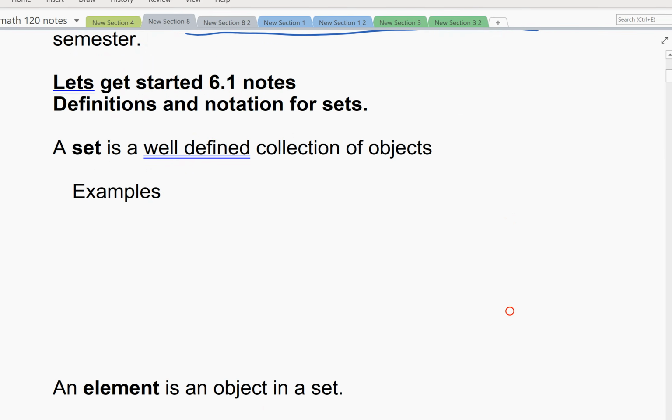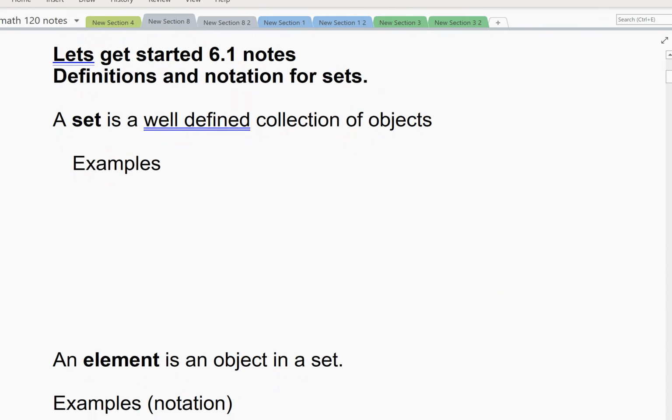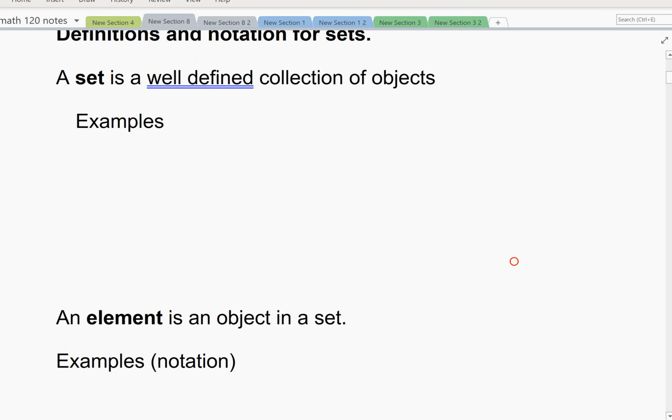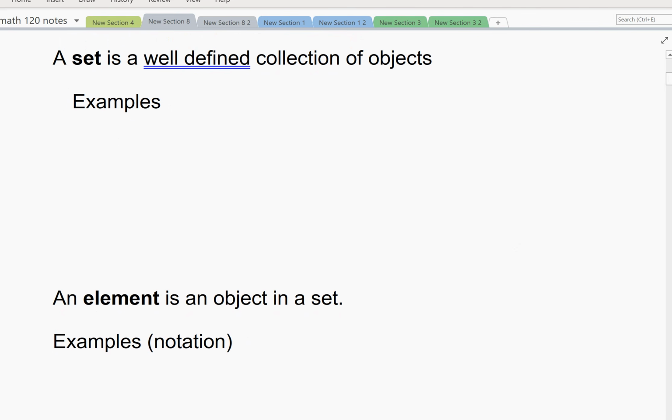Alright, so we start off with the first set of notes, definition and notation for sets. A set is basically just a well-defined collection of objects. The objects can be people, items, things, ideas. They can be any of those things.